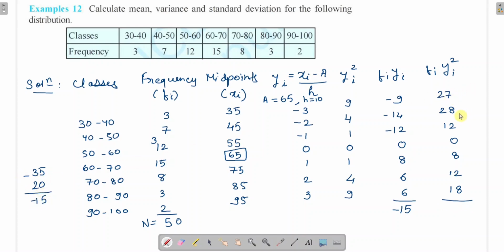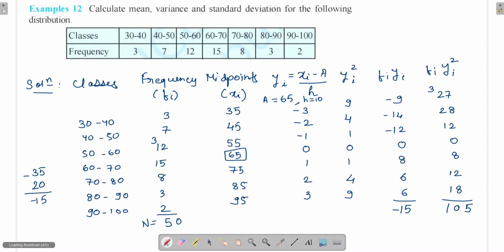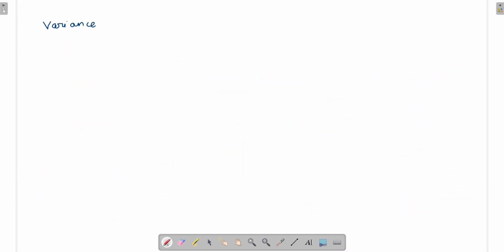Now 7 plus 8 is 15. 15 plus 2 is 17. 17 plus 8 is 25. 25 plus 2 is 27. 27 plus 8 is 35. 3 plus 2 is 5. 5 plus 2 is 7. 7 plus 1 is 8. 8 plus 1 is 9. 9 plus 1 is 10. So now we can find the variance. Before that we can find the mean.